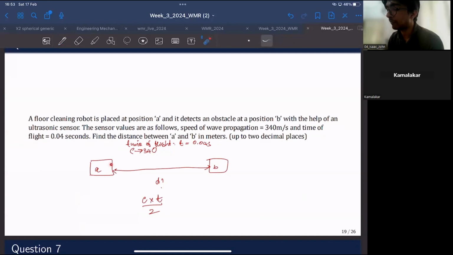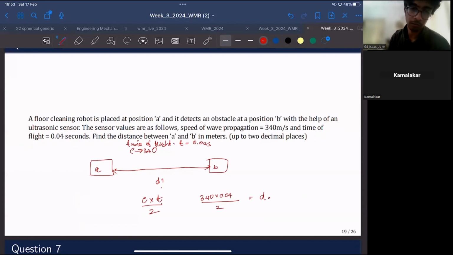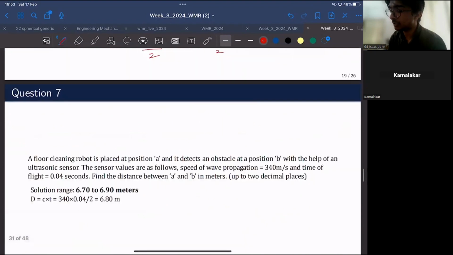So the signal will have to go forward, and it will also have to come backward. So that is what this time of flight means. So 340 meters per second multiplied by 0.04 seconds, all divided by 2, will give you the correct answer, which is the distance between these two points. If you do this, c times t by 2, this is around 6.8 meters, right?